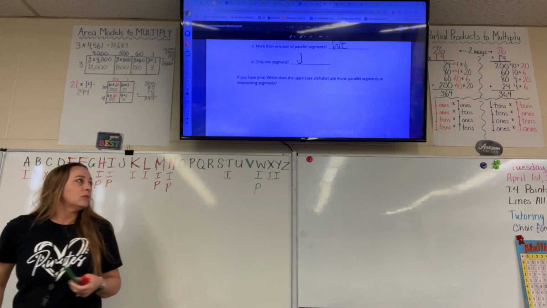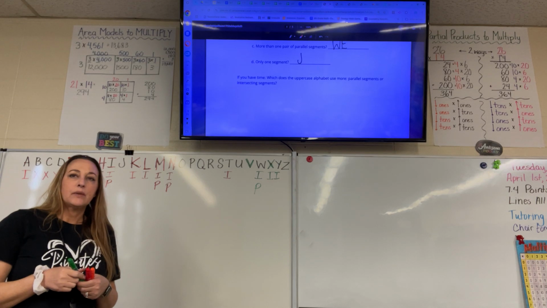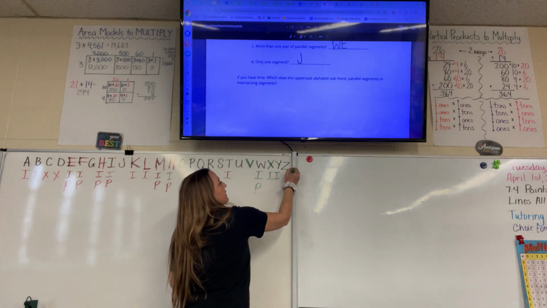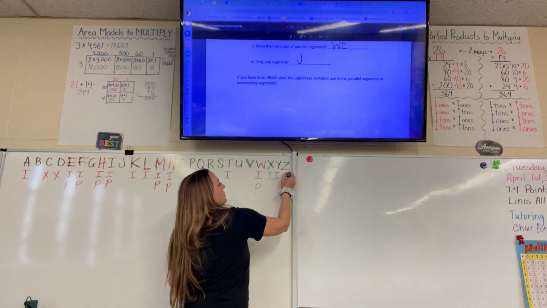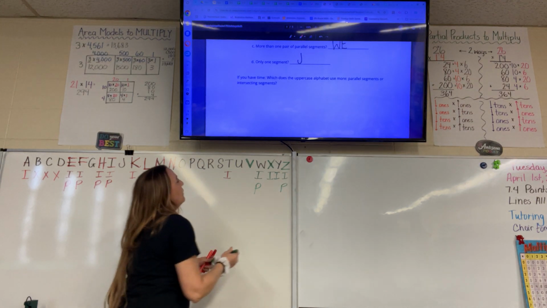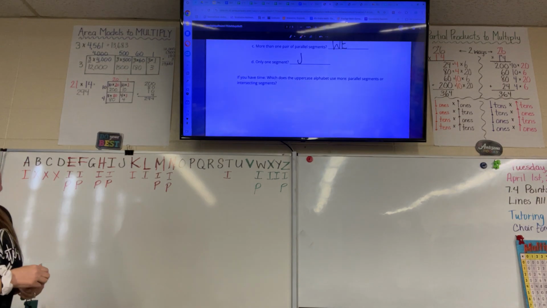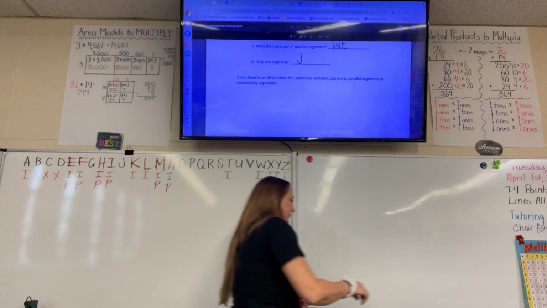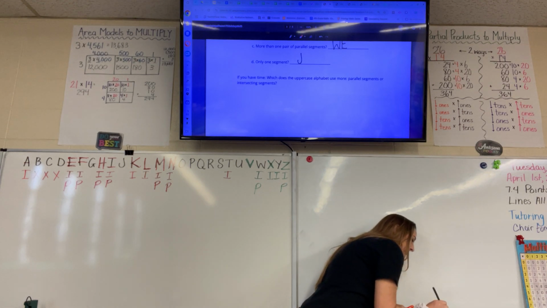And then Colton, what about Z? Intersecting and parallel, because the top and bottom are parallel, right? But the middle one is both. So the question is, which does the uppercase alphabet use more? Parallel segments or intersecting? Everybody. Intersecting. Okay. So that's what we're gonna write. Intersecting. And that is spelled just like this.